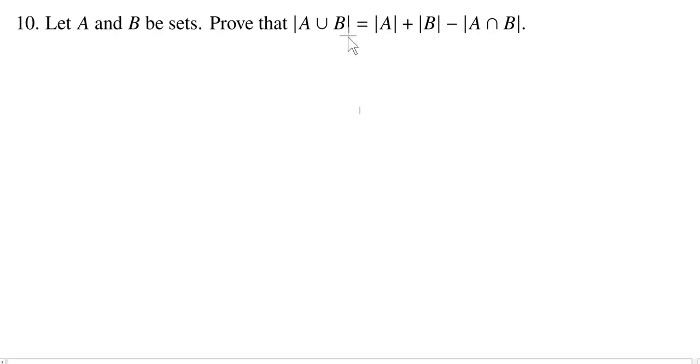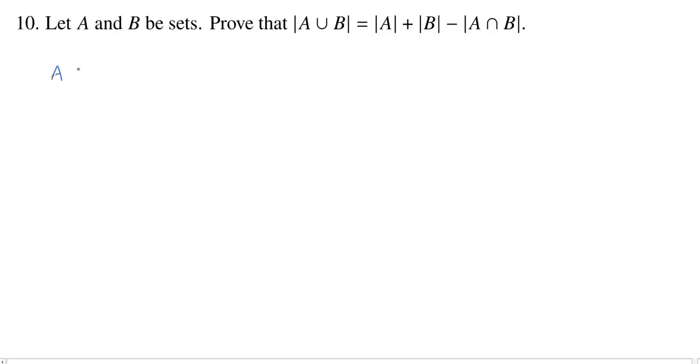So the formula says if you're trying to compute the cardinality of a union of two sets A and B, you can compute it by adding up the cardinalities of the individual sets, A and B, and then subtracting the cardinality of the intersection. So let's see why this is true. Well, let's start by looking at the level of sets. Let's forget about cardinalities for a moment.